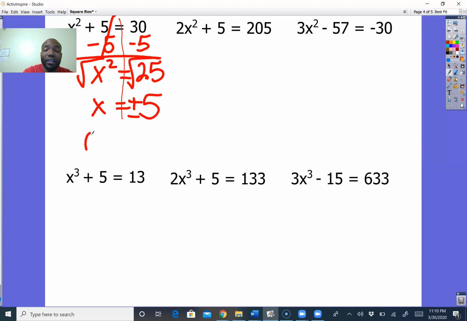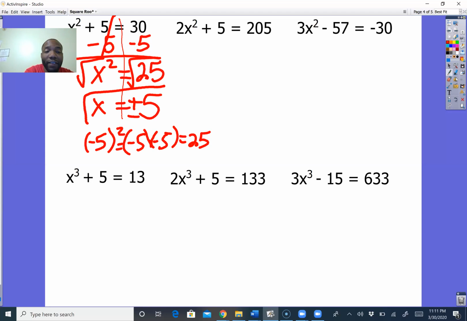When I square negative 5, I am saying negative 5 times negative 5, which is going to give me what? 25. That is also true. That's a solution. So my answer, when I'm taking the square root of a variable, is a positive and a negative number. Okay, that's just something you need to know.